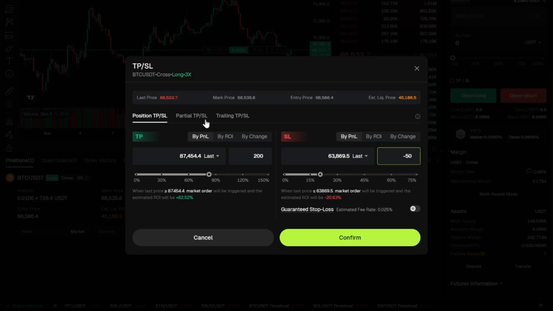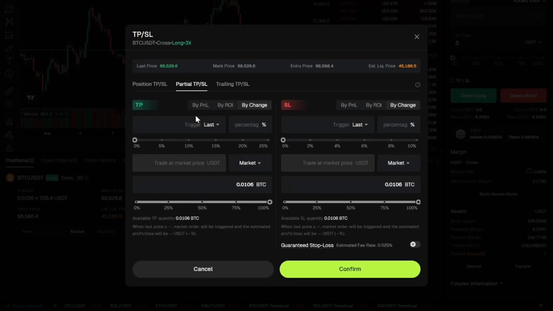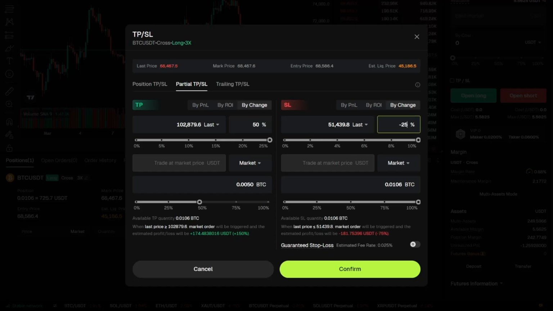We can also set partial TP and SLs. What this means is we can use it to slowly exit a position. Down here is where we can choose the size of our position we want to exit. So let's say we want to create 2 different TP and SL orders. So we're going to exit 50% of our position and then another 50% depending on the price. So I'll be happy to exit half of my position once Bitcoin goes up 50%. And I want to cut my losses a bit if Bitcoin goes down 25%.